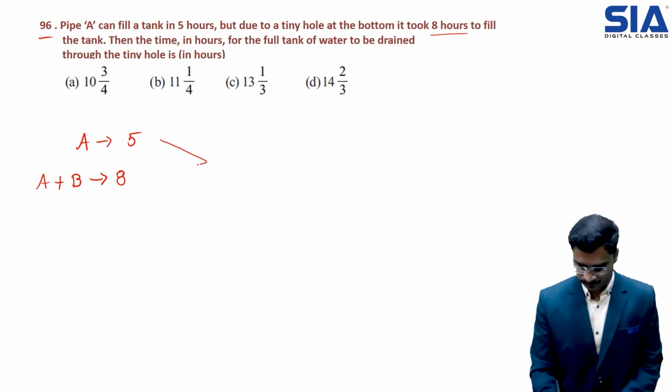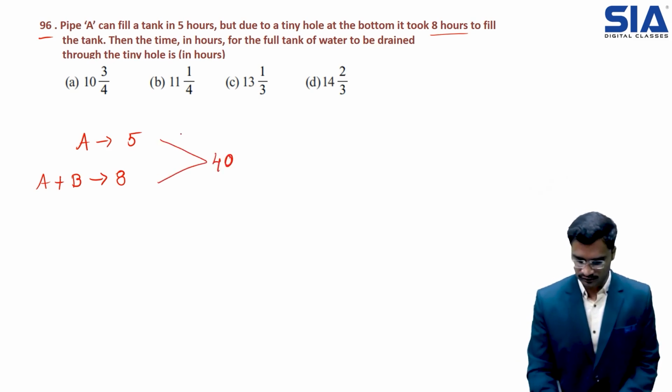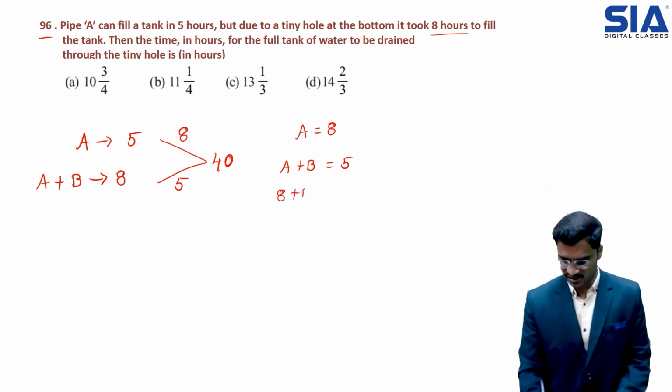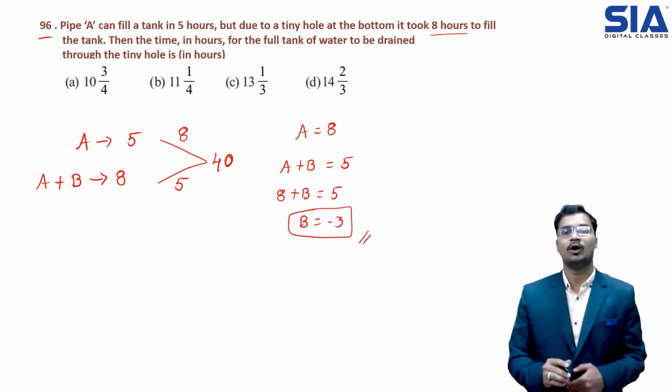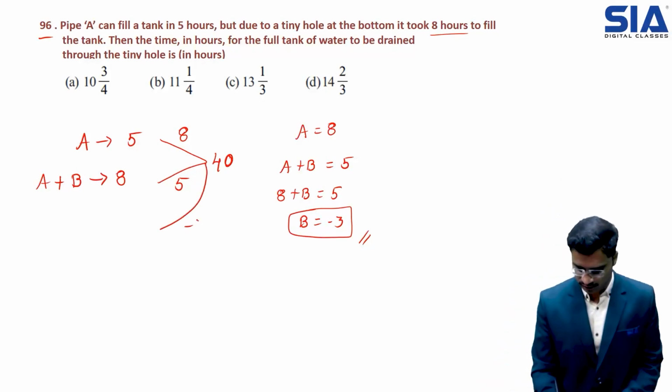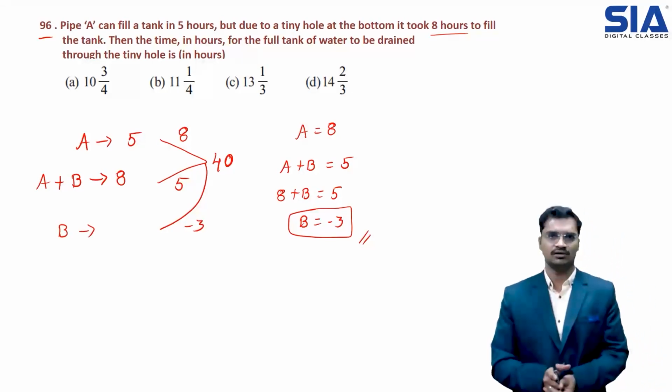So let us see. 5 8s are 40, 8 5s are 40. So here the efficiency of A is what? Efficiency of A is 8 and the efficiency of A plus B is given as 5. So 8 plus B is what? 5. Then the efficiency of B is what? Minus 3. So I can say that B is an outlet pipe. It is draining the pipe. So the efficiency is what? Minus 3. So in how many hours will it drain the particular tank?